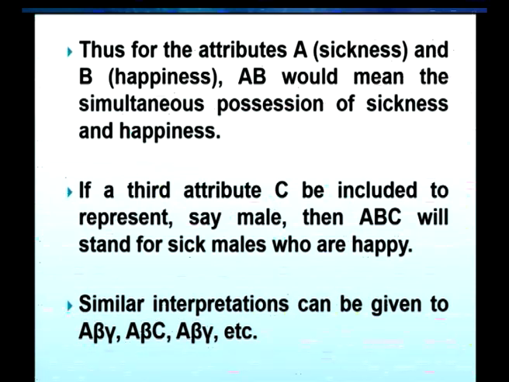Non-possession of B. Now, we have taken B as happiness, and gamma represents the opposite of C, that is, female. So, A, beta, gamma represent a person who is sick and unhappy, and at the same time a female. So, a female unhappy sick person. Similarly, A, beta, C represent a male member who is sick but happy.